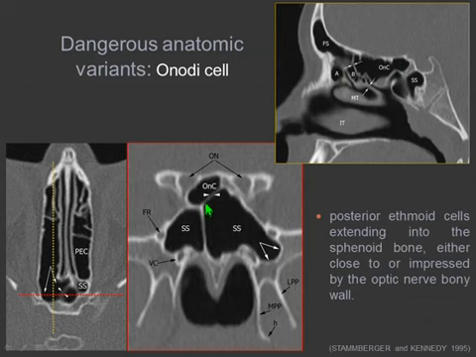Particularly if you consider the position in the coronal plane of this variant, which is called the Onodi cell, it is so close to the passage of the optic nerve that one of the risks you are running is that you can damage the optic nerve. Therefore, three different planes can give you the information.